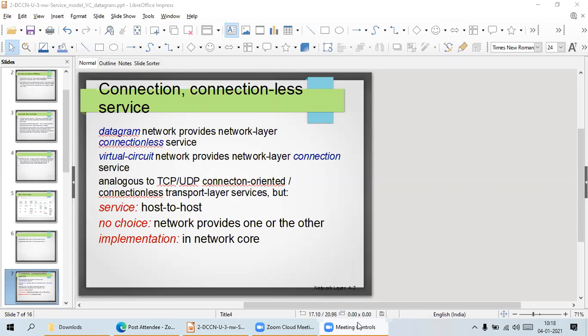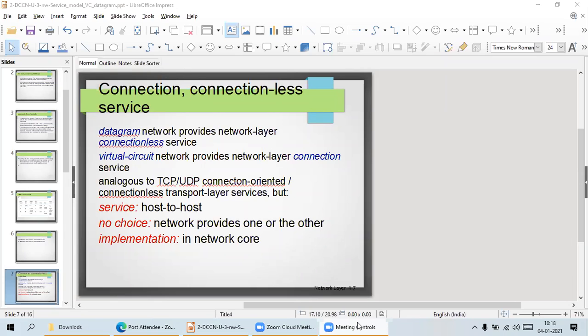Okay, implementation according to your network core. If you are using calling, in that case your virtual circuit network is going to be taken care of. That implementation will be in the network core itself, in the network layer only. It is going to use either TCP, RUDP, or virtual circuit or datagram networks in your network layer.